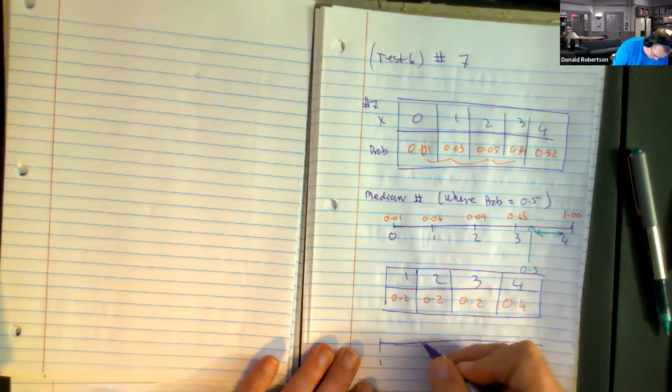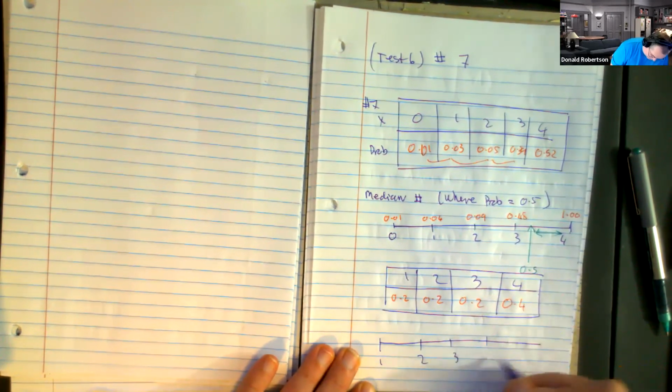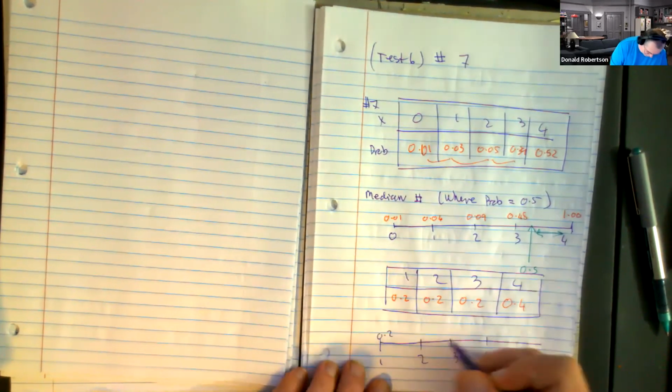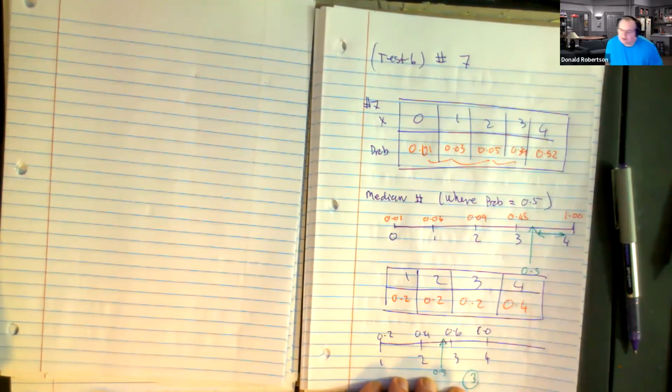So I'm going to start at 1. The cumulative probabilities go 0.2, up to 0.4, up to 0.6, and finally finishing at 1.0. Would you agree that 0.5 would be between the 2 and the 3? And once you leave the 2s, everybody's a 3. So the answer to that one would be 3. So the median of this data would be 3. Are we cool with that?